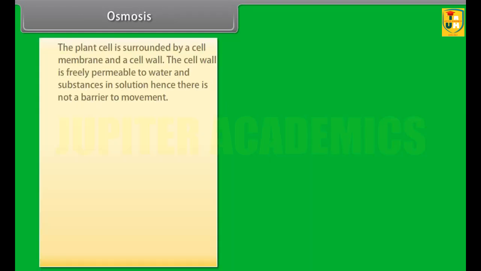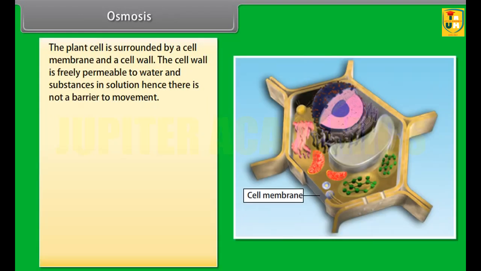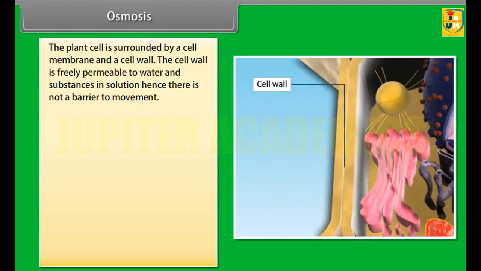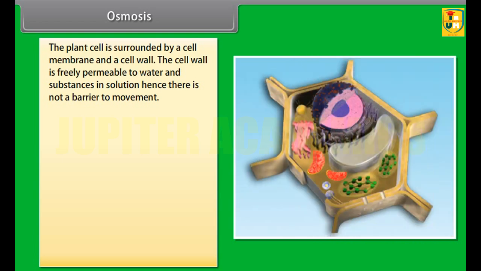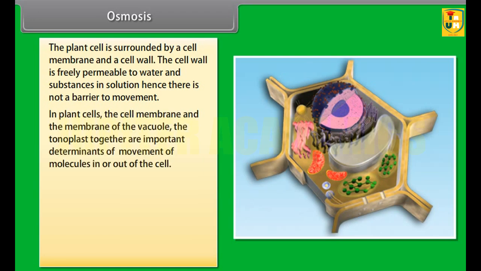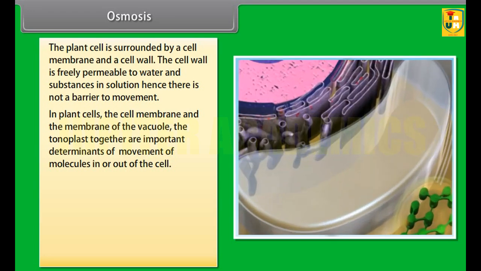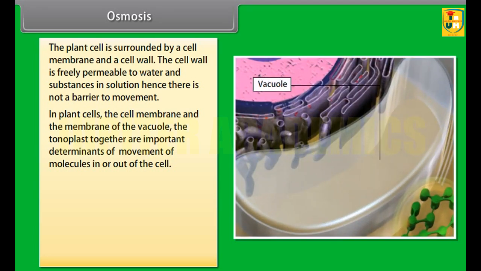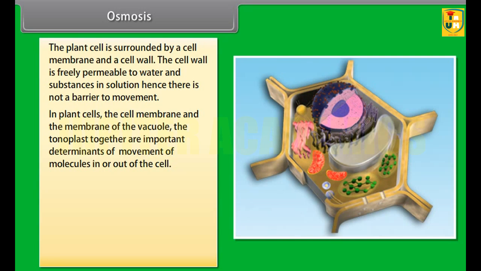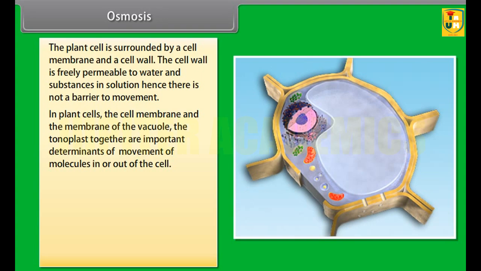Osmosis. The plant cell is surrounded by a cell membrane and a cell wall. The cell wall is freely permeable to water and substances in solution, hence it is not a barrier to movement. In plant cells, the cell membrane and the membrane of the vacuole, the tonoplast, together are important determinants of movement of molecules in or out of the cell. Now let us know about osmosis.